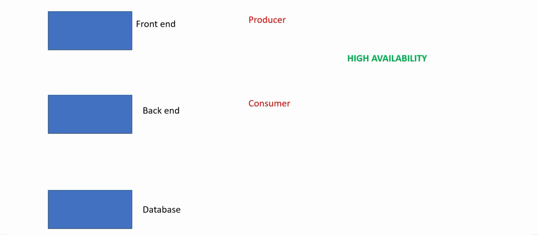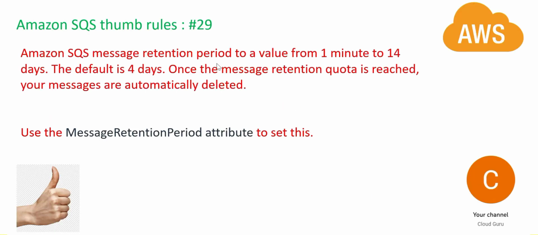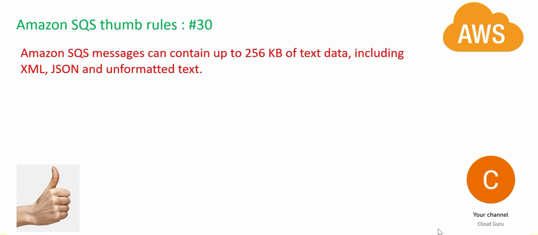Now this is the message retention period, 1 minute to 14 days. You can retain messages for that long. Default is 4 days. So you can get a question around the message retention period. What can be the potential values? It can be between 1 minute and 14 days. This question comes in the AWS Solution Architect Associate and Professional exam. And the messages support XML, JSON, and other unformatted text formats.